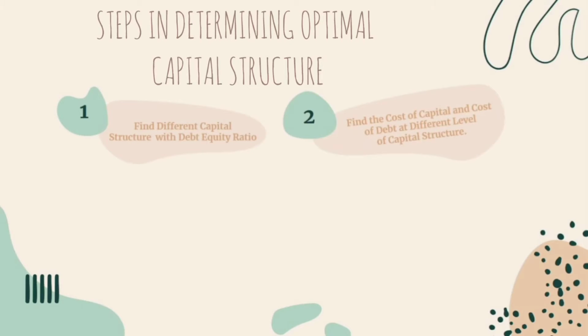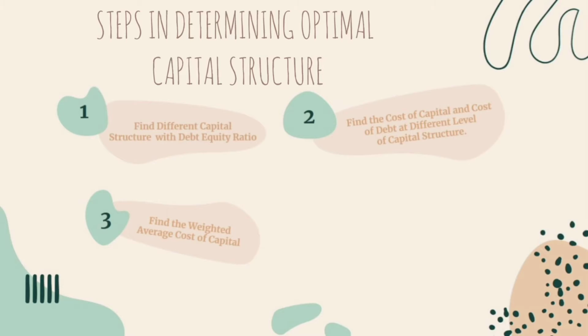The second step is to find the cost of capital and cost of debt at different levels of capital structure. The dividend rate is the cost of capital and the interest rate on borrowing is the cost of debt. Both the cost of capital and the cost of debt will be low if the risk is low. However, as the risk of loan payback rises due to higher debt sources and lower capital resources, both the cost of capital and the cost of debt rise.